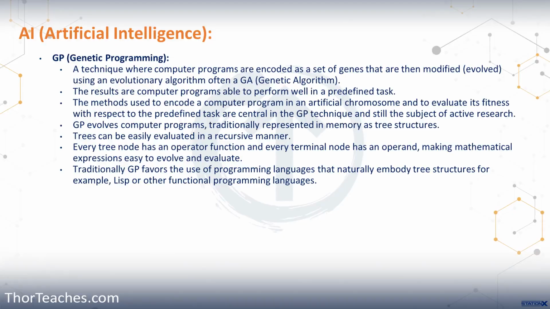As genetic programming evolves the programs, they're traditionally represented in memory as tree structures because it's easier to evaluate them in a recursive manner. Every tree node has an operator function, and every terminal node has an operand, which means that mathematical expressions are easier to evolve and evaluate. Since GP uses that tree structure, it favors programming languages that lend themselves to that tree structure. That could be Lisp or other functional programming languages. And this is a very simplified version of how genetic programming works, just like everything else on the exam.